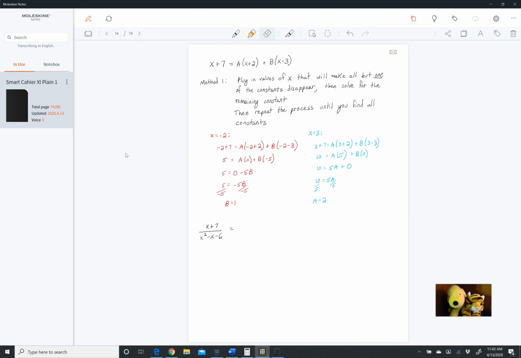So it's going to be 2 over x minus 3 plus -1 over x plus 2. Notice we're plugging it into the original. We're not plugging it into here. Okay? And if we did plug it in here, you would see if we plugged in a and b, so 2 times x plus 2 plus -1 times x minus 3 will give us x plus 7. So you can always check. Sorry, b here is -1.